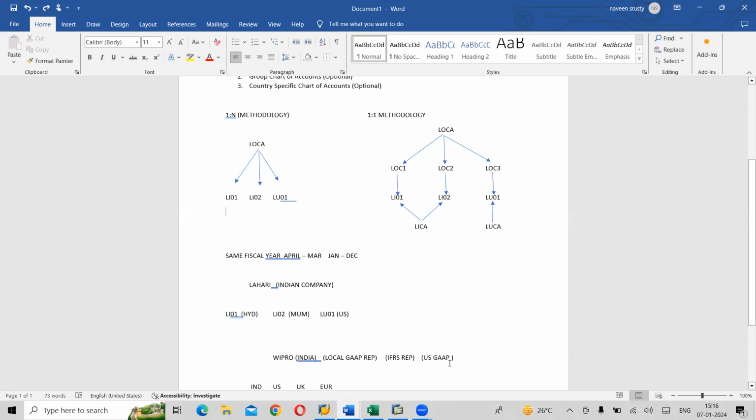Okay, I want to buy some goods on credit from Canada. If I submit my local GAAP reporting, the Canadian seller will not accept it. If I submit US GAAP reporting, even then the Canadian seller may not accept it. Then what we have to do is prepare IFRS reporting. IFRS is international. US is restricted to US, and local GAAP reporting is related to local only. IFRS will be accepted across the globe.